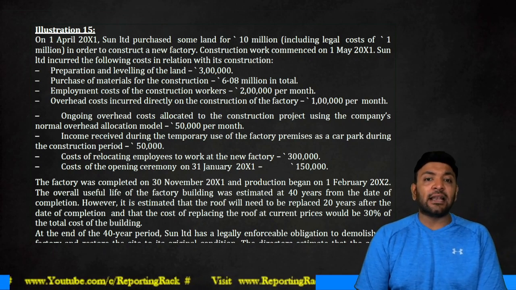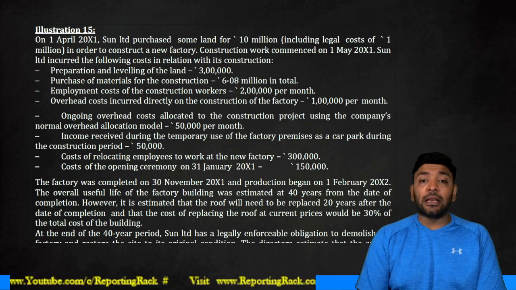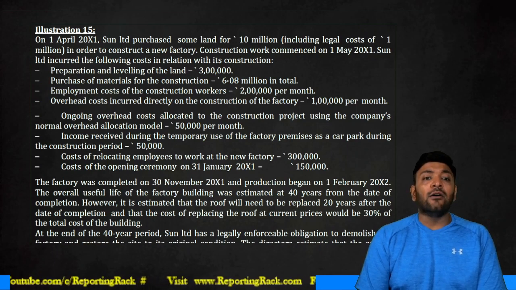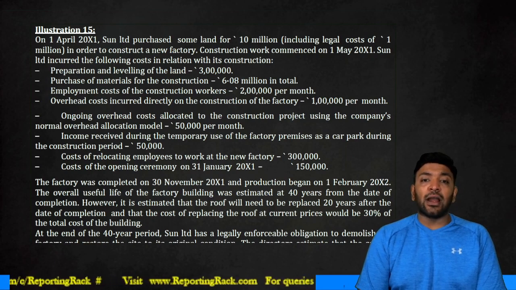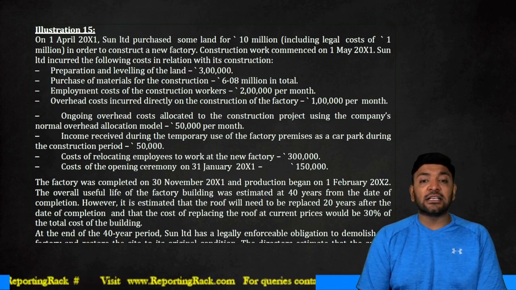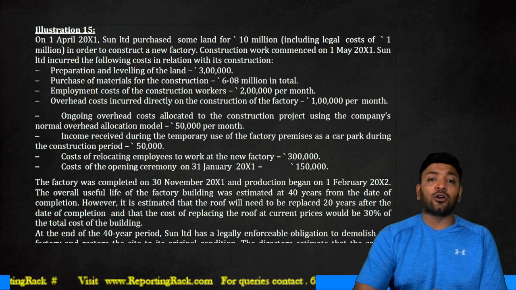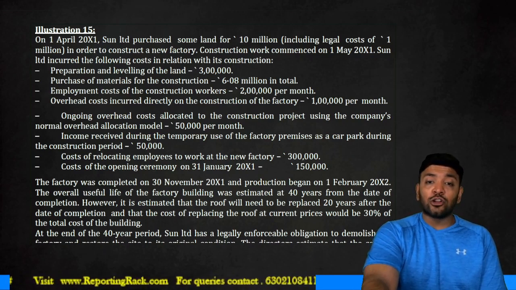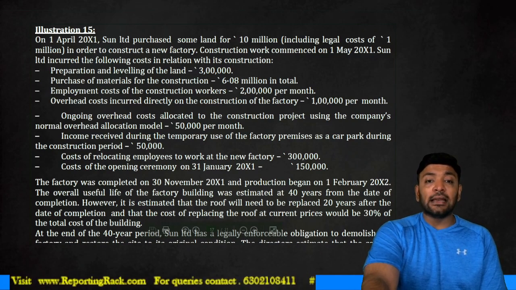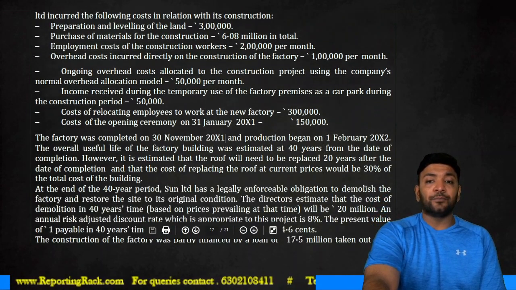However, it is estimated that the roof will require to be replaced at the end of 20th year from the date of completion, and the cost of replacing the roof on current prices would be 30% of the total cost of the building. Guys, 30% of the total cost of building belongs to the roof, which is supposed to be reconstructed after 20 years.